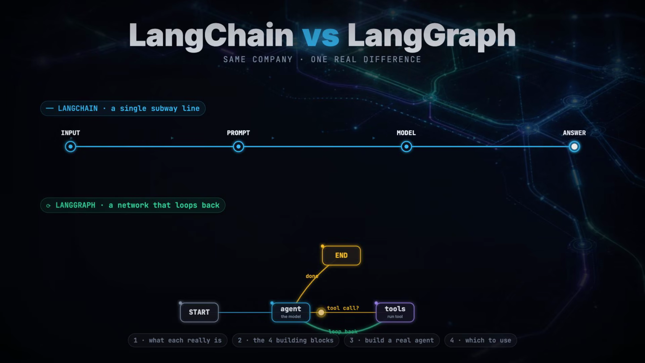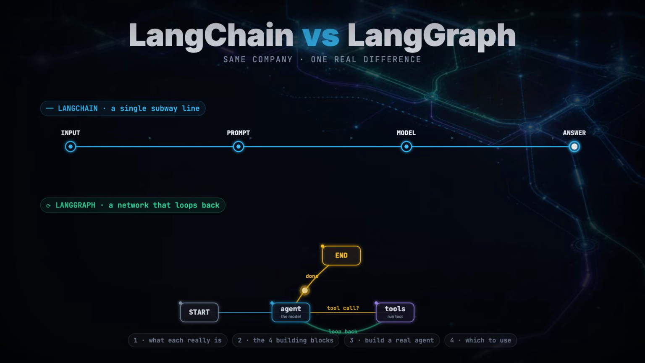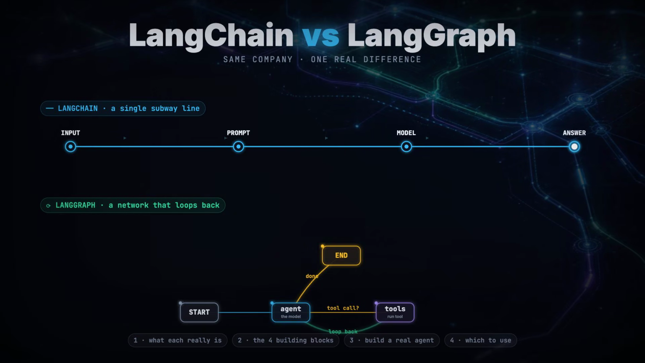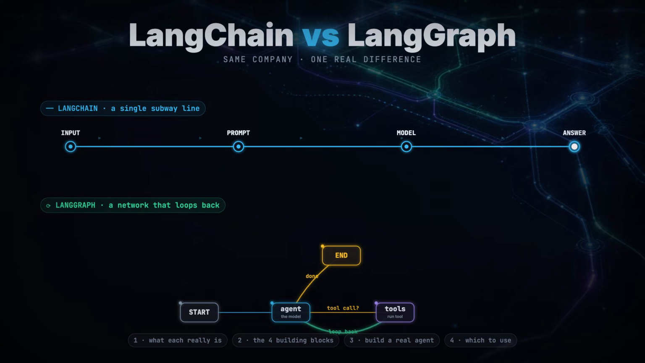Think of your AI app as a transit system. LangChain is a single subway line. Your request gets on at one end, rides through each station in order, the prompt, the model, the answer, and gets off at the other end. One direction, clean and fast.